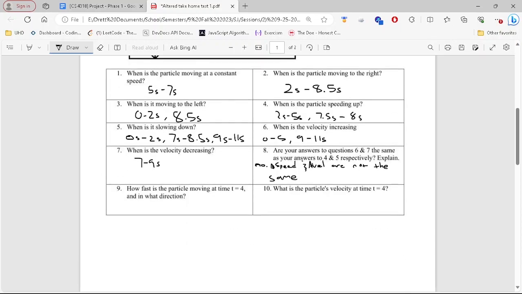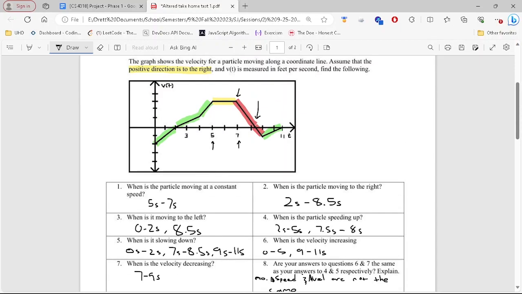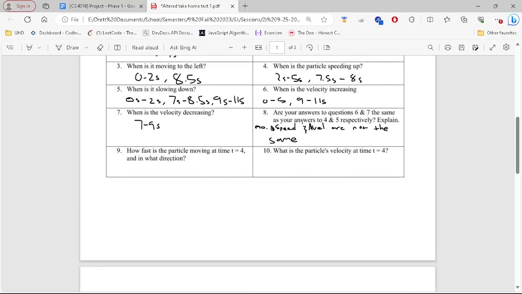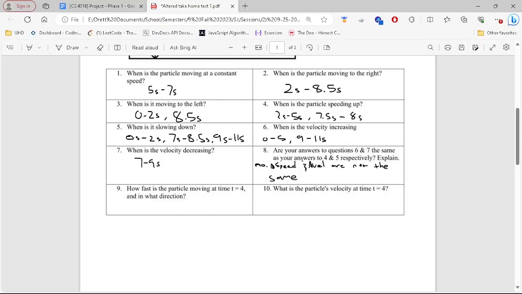Okay. How fast is the particle moving at time equals 4 seconds, and in what direction? See how the direction was separate to how fast? That means we're dealing with speed and then its direction. In total, it's going to be velocity, but they asked for it separately. In this case, there's no angle, it's just direction, positive or negative, left or right.